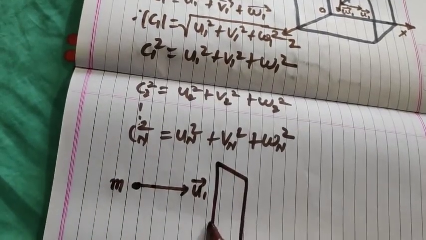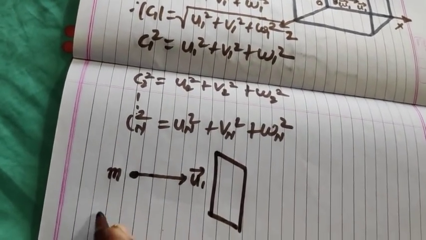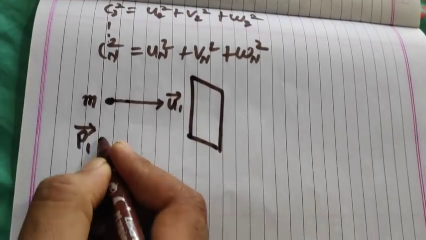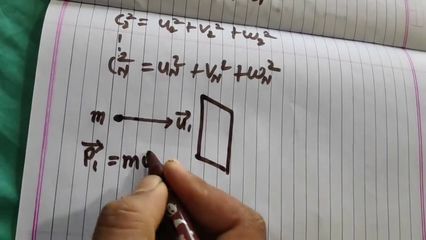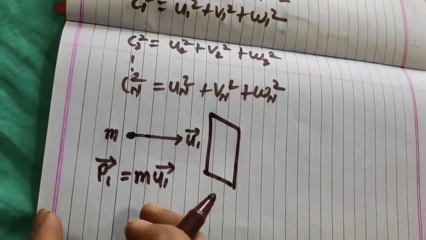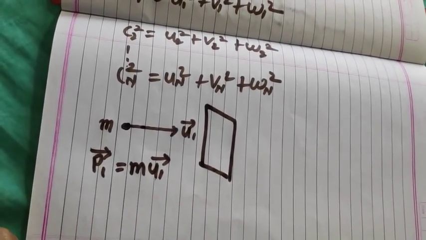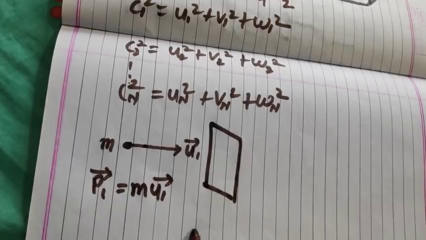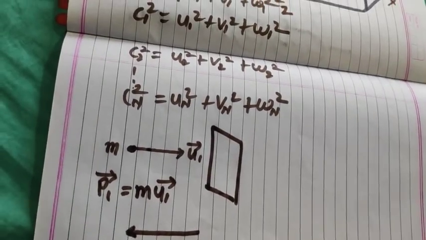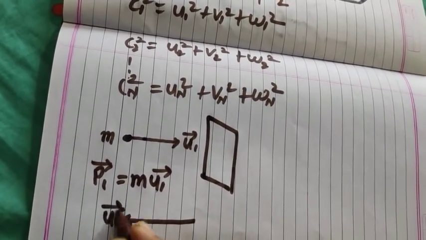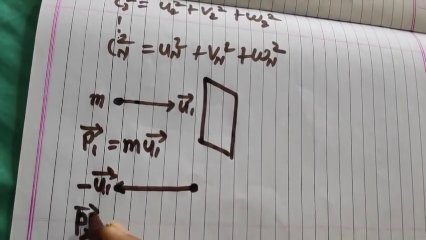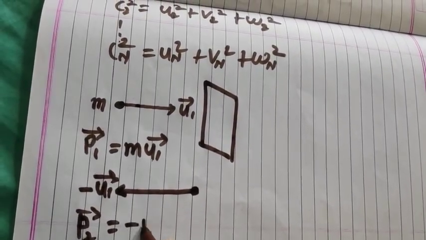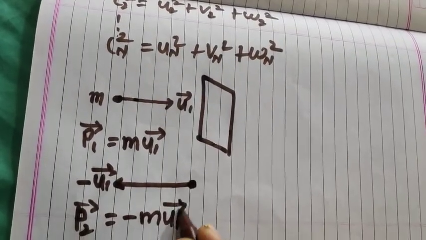Colliding with this wall. Now when this molecule is moving, its initial momentum P1 bar will be equal to mass into velocity, m U1 bar. So mass into velocity will give you the initial momentum. After it collides, it returns back. As it returns back, its velocity will be minus, without changing its mass. So its final momentum will be equal to minus m U1 bar.